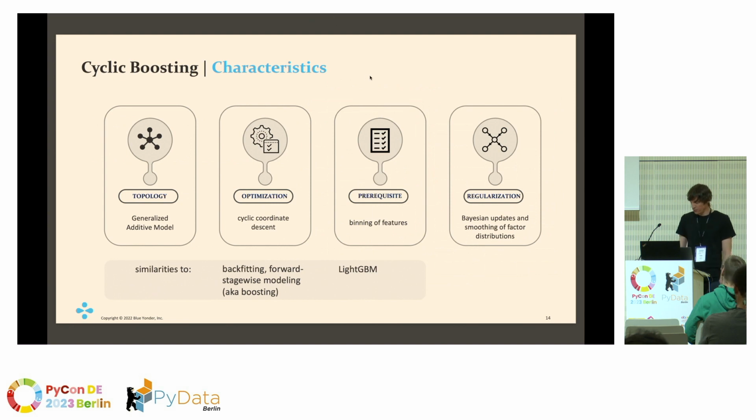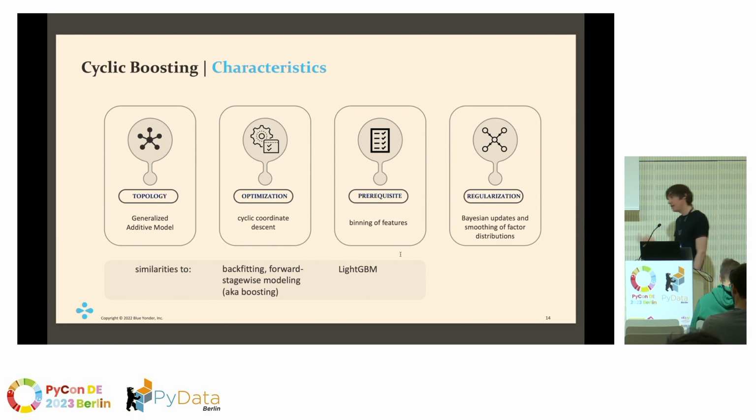Okay, so real brief, the characteristic I already said from the topology: it's similar to a generalized additive model. The optimization itself is coordinate descent, no gradient descent. You have a prerequisite that you bin the feature, which is not typical in most cases, and there are lots of regularization methods that I have not shown you. For example, we're using conjugate priors for the features to do another regularization on top of the smoothing. Coordinate descent is similar to backfitting in generalized additive models, but also to forward stage-wise modeling in boosting.